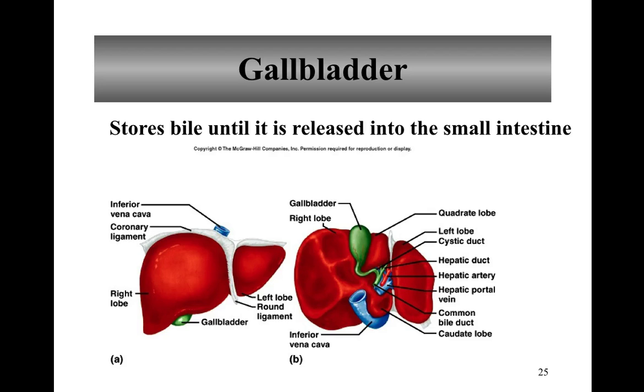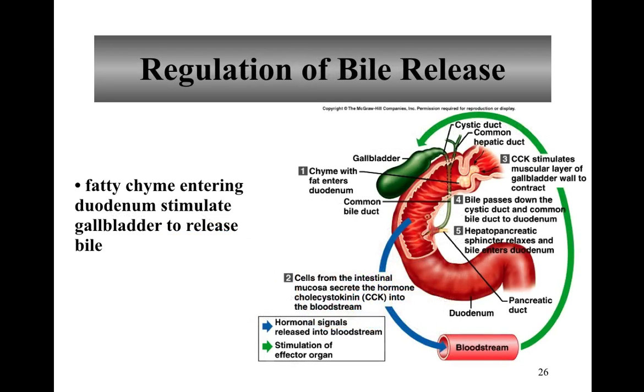The bile is going to be released from the gallbladder when food enters the stomach with fat in it, so the body can digest that more efficiently. And so it goes from the liver to the gallbladder through the hepatic duct, and from the gallbladder to the small intestine through the common bile duct, which merges with the pancreatic duct. Bile is released when fatty chyme, or chyme containing fats, enters the small intestine and causes the gallbladder to release bile.